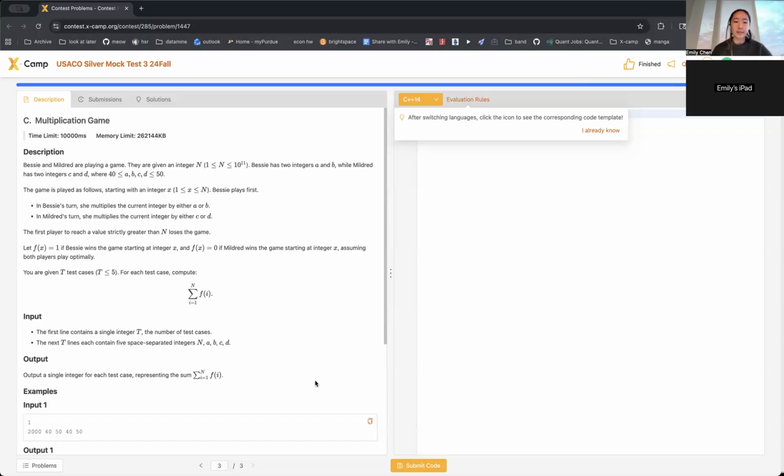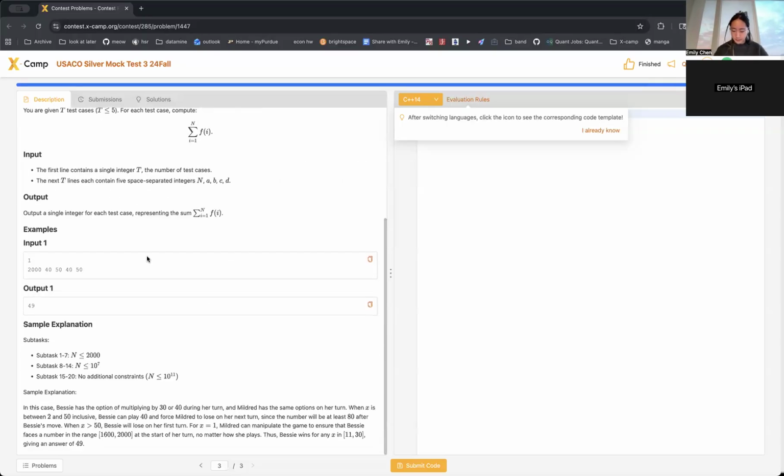Great, so let's look at the sample input over here. We have n equals 2000 and a equals 40, b equals 50, c equals 40, and d equals 50. Right, so on any number between 2 and 50, Bessie can multiply the number by either a or b and force Mildred to lose on the next turn.